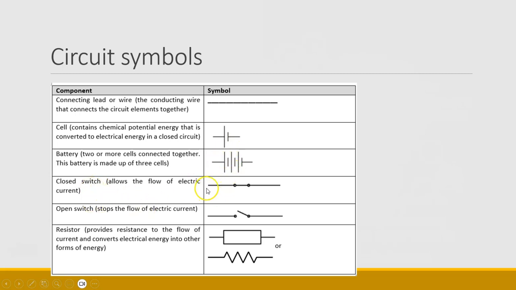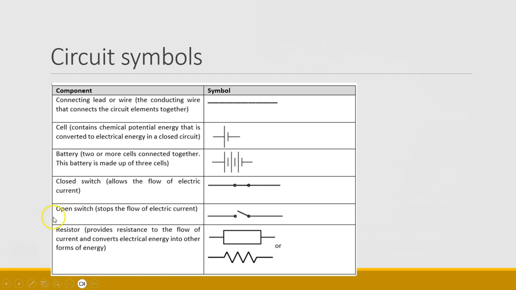A closed switch, well, in the conducting wire we have to show 2 circles to indicate that we have a switch over here. This switch is closed, and over here we have an open switch, which creates a break in the circuit and it stops the flow of electric current.